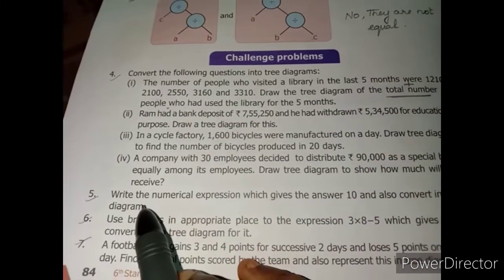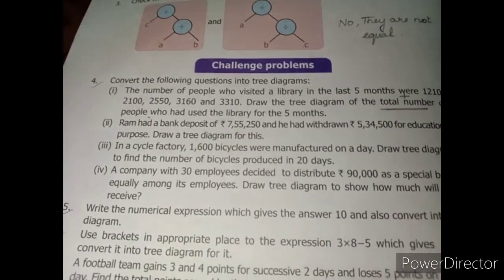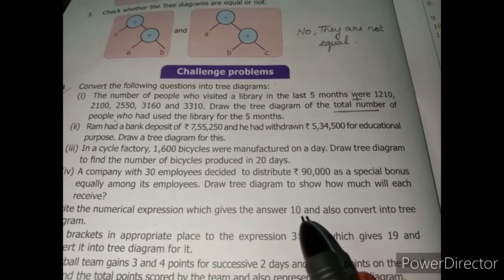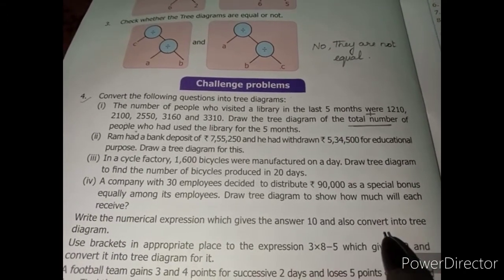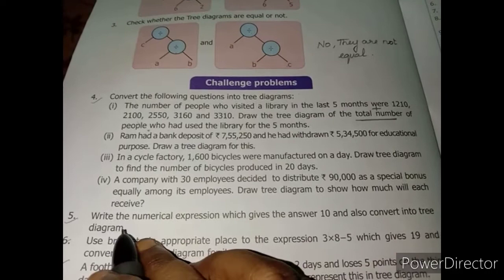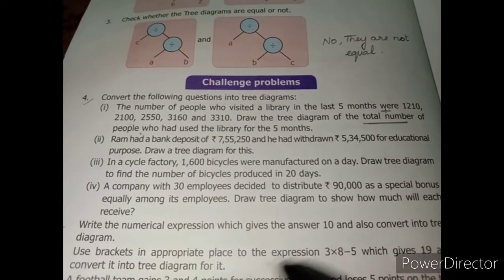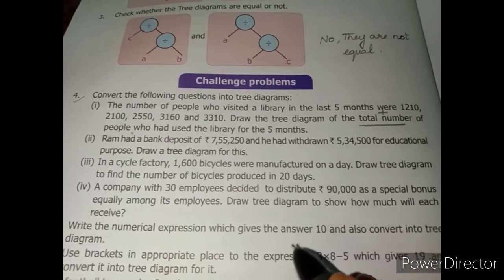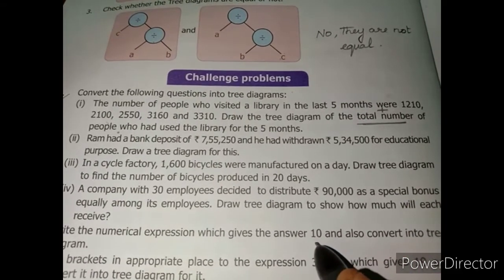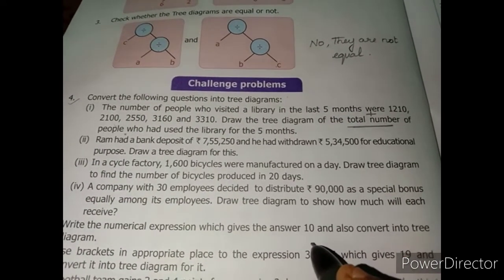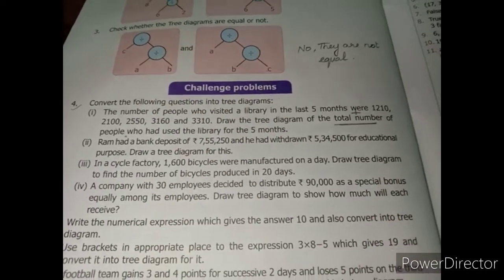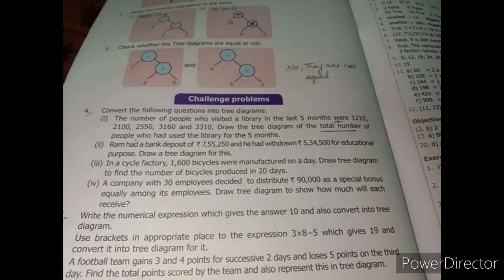See the next question. Write the numerical expression which gives the answer 10 and also convert into a tree diagram. So they are giving us the option. We are going to write a numerical expression which is giving the answer as 10. Okay, and convert it into tree diagram. Very simple, we'll do it now.